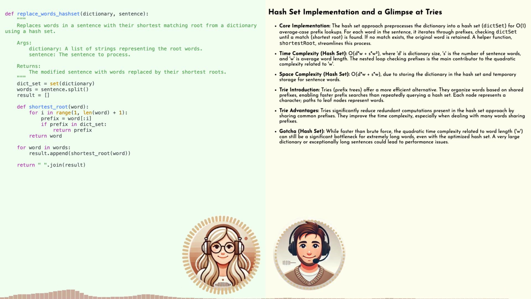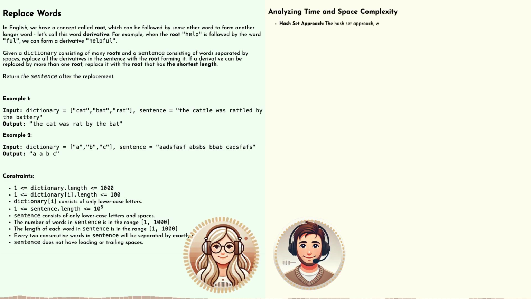There are actually other ways to do this. One that comes to mind uses a special data structure called a trie. A trie. I've heard of those. They sound kind of mysterious. They're cool. But maybe before we dive into the world of tries, we should take a closer look at how efficient our hash set solution really is. Yeah, let's talk about time complexity.